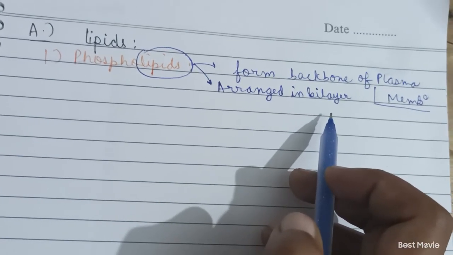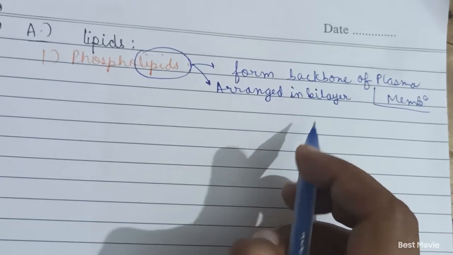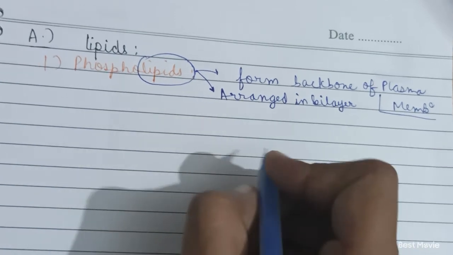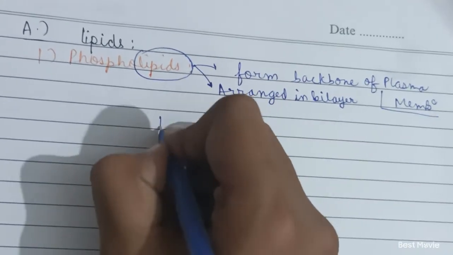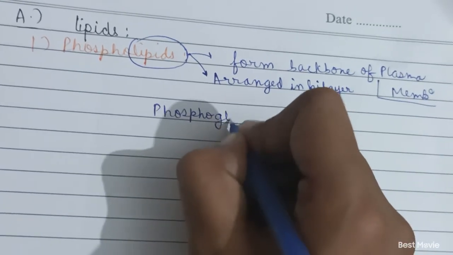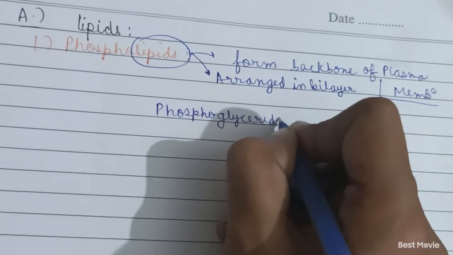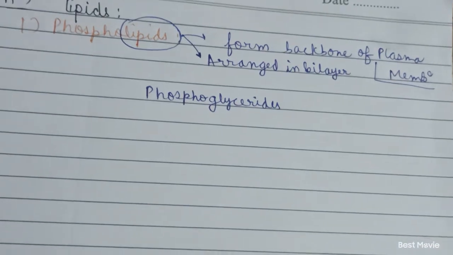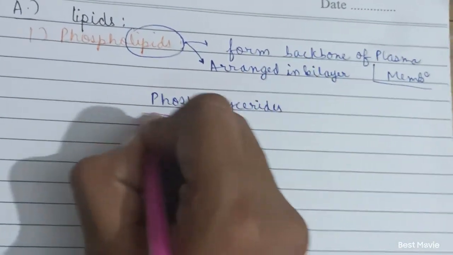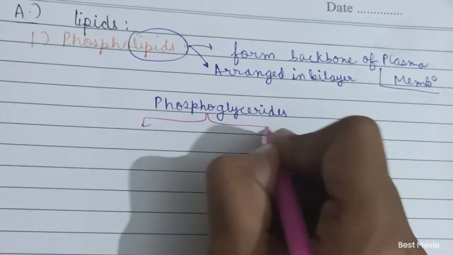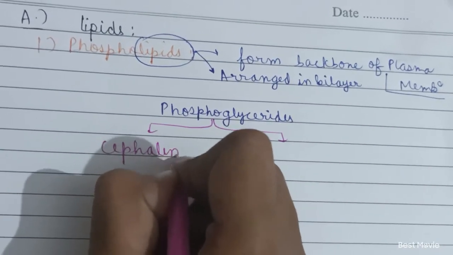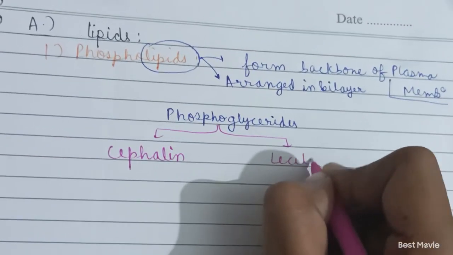Then these phospholipids, or phosphoglycerides as we refer to them. Here we have cephalin and lecithin.